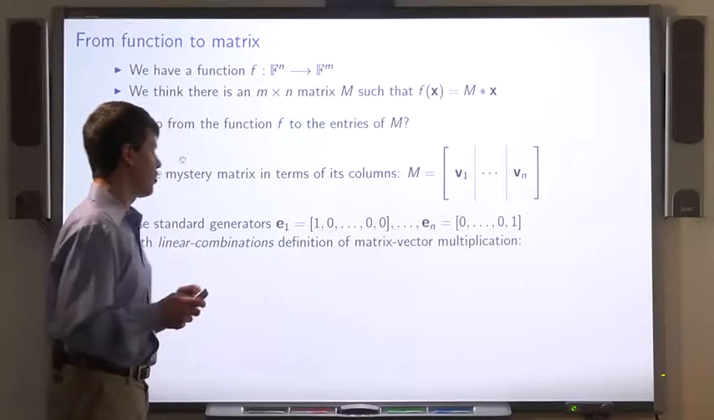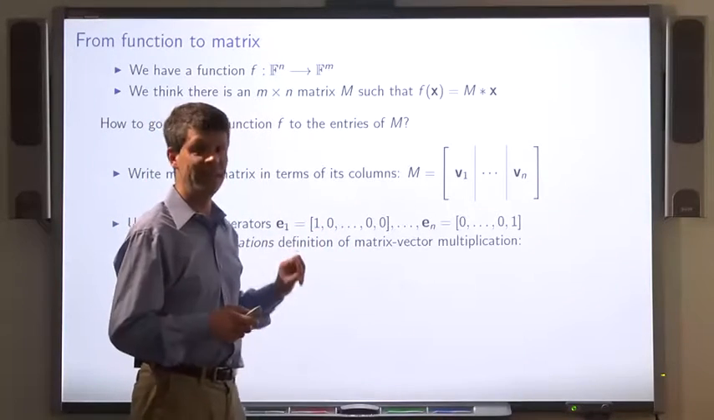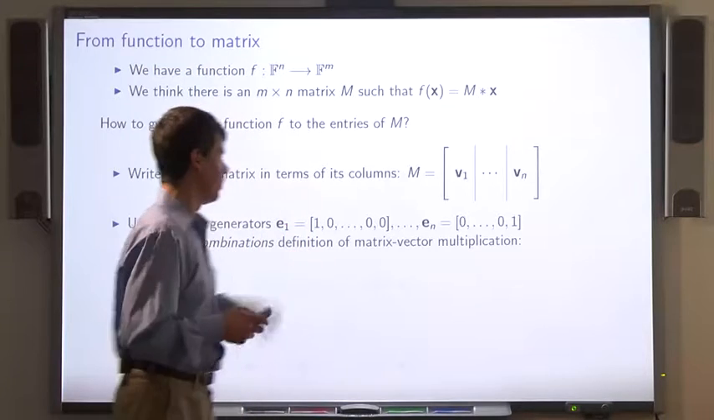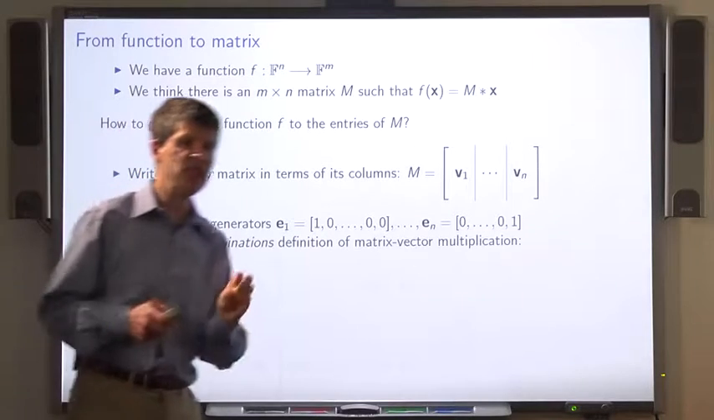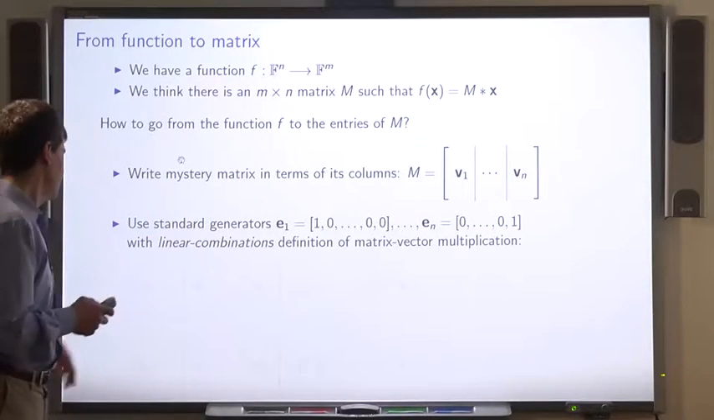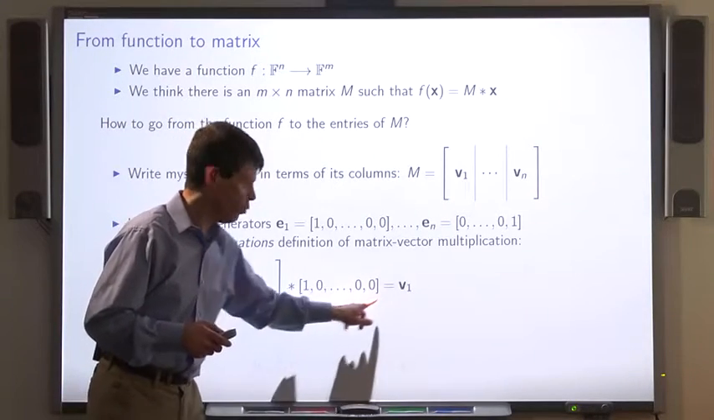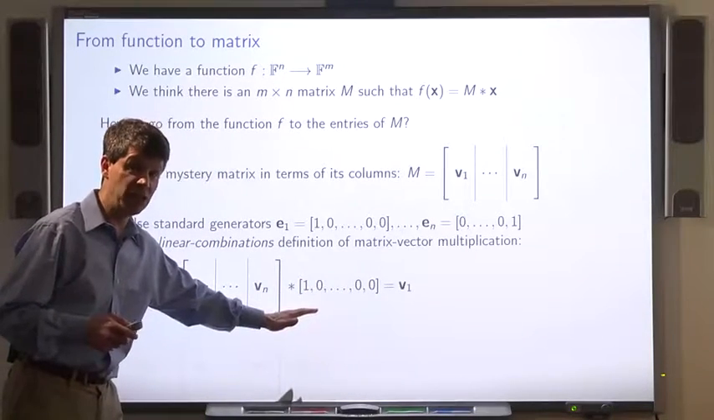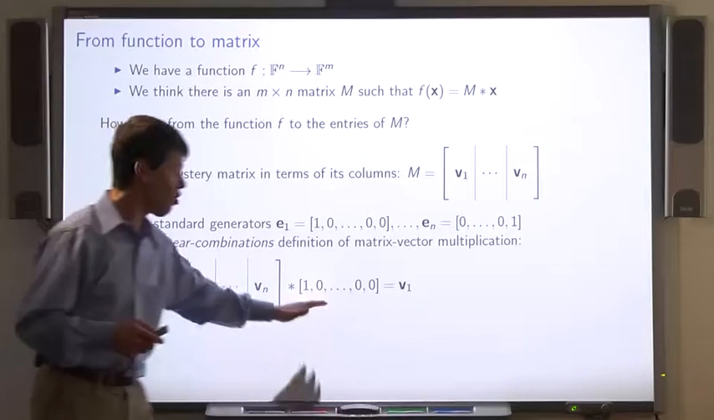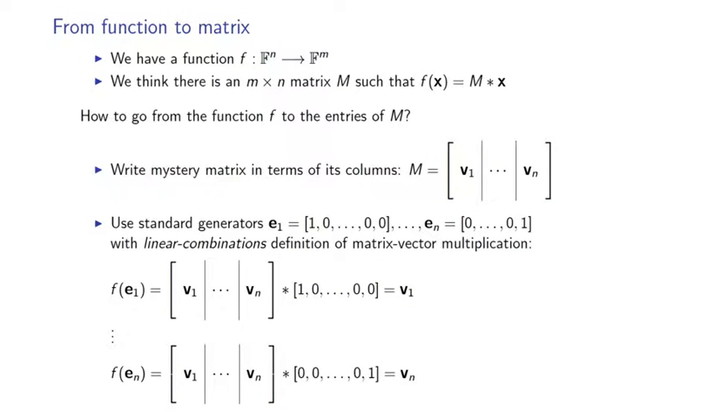Now we use the standard generators. Remember, the first standard generator is 1, and the rest of the entries are 0. The second is 0, and then 1, and then the rest is 0, and so on. So we combine standard generators with the linear combinations definition of matrix vector multiplication. So f of e1 is the matrix times the vector e1. And by the linear combinations definition of matrix vector multiplication, this product is just the first column, v1. Similarly, f of en is just the last column, vn.